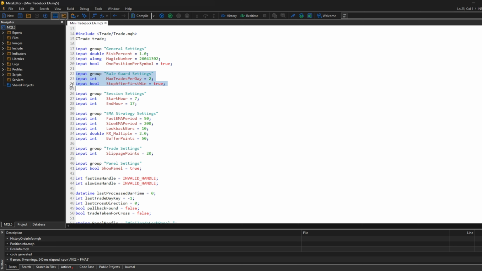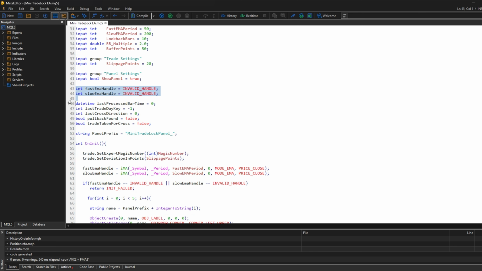Then we have the important part, which is the rule guard settings. This is where we set the max trades per day and whether the EA should stop trading after the first winning trade. Then we have the session settings where we define the start hour and the end hour. After that, we have the EMA strategy settings, which control the test entry logic. And then we have the trade setting, which just controls the slippage. And finally, we have the panel setting, which lets us show or hide the on-chart display.